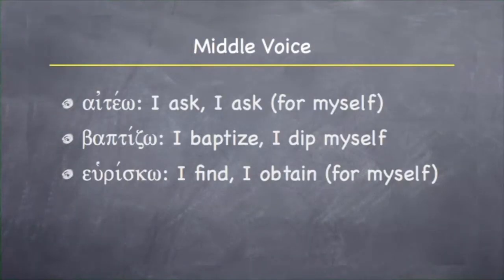Heurisko means I find in the active. It means I obtain for myself in the middle. So everything is context and the meaning of the verbs when it comes to this middle. Now, personally, I'm glad that the middle is going out of use in the Koine. It's a difficult thing because it's such an issue of nuance. And as I said before, almost all middle forms are actually active, either because they're deponent or because the nuance of the middle of self-interest is so slight it simply can't come into English any other way.